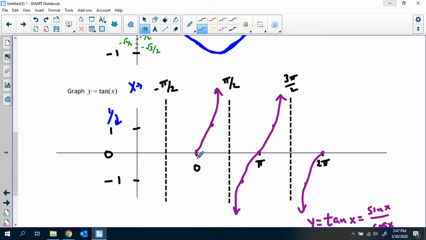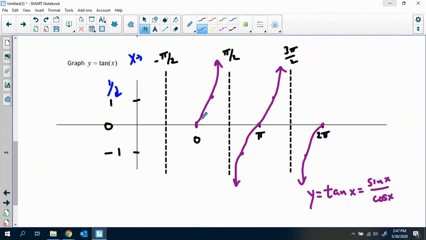Now, why did I stop here? I stopped here because that was what I just did from 0 to 2 pi. But I don't have to stop there. I can keep going, and tangent's going to look something like this. And then at 5 pi over 2, I'm going to have another dotted line, something like that. So this is kind of what the tangent graph would look like.